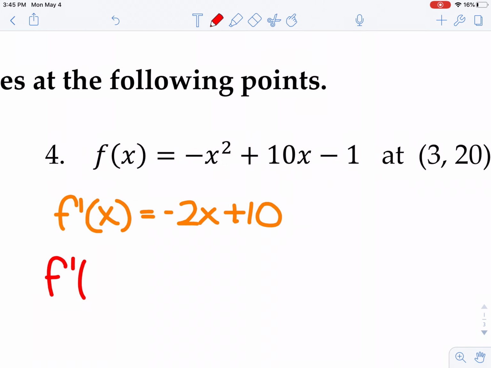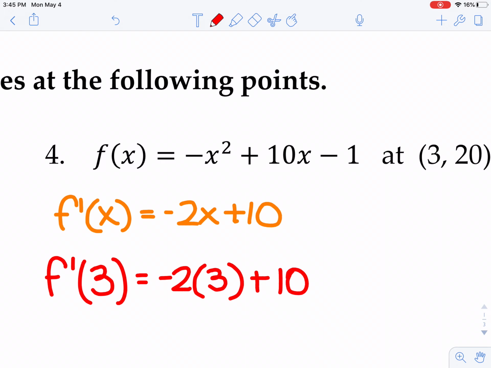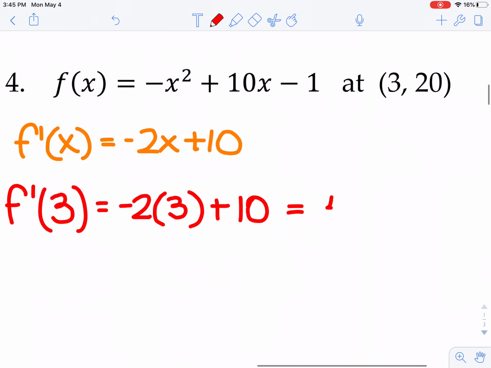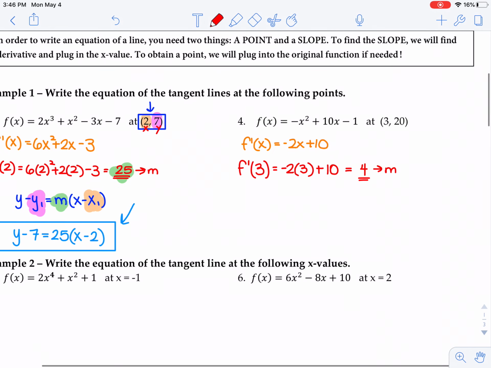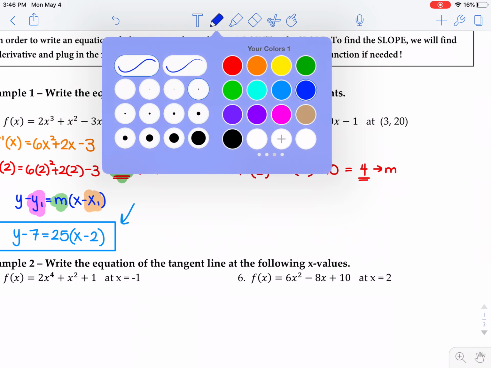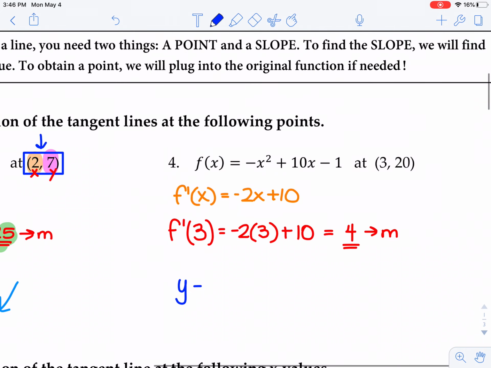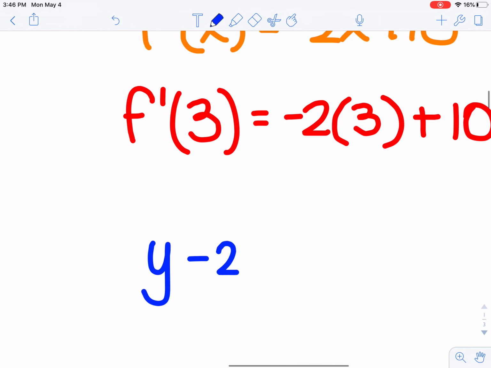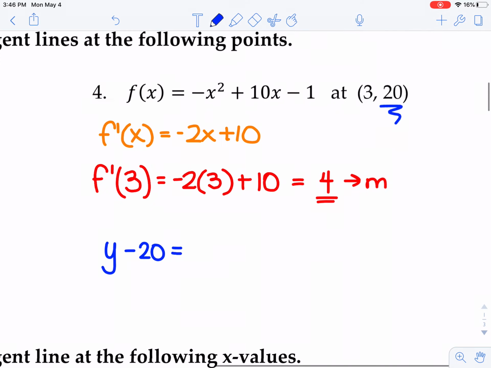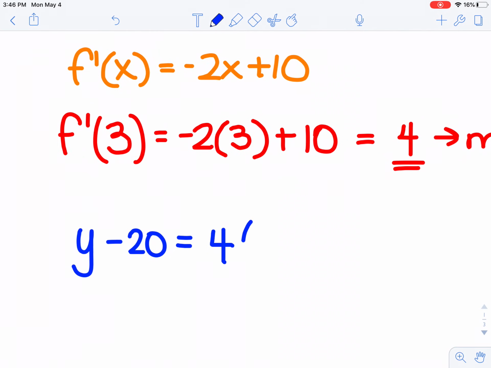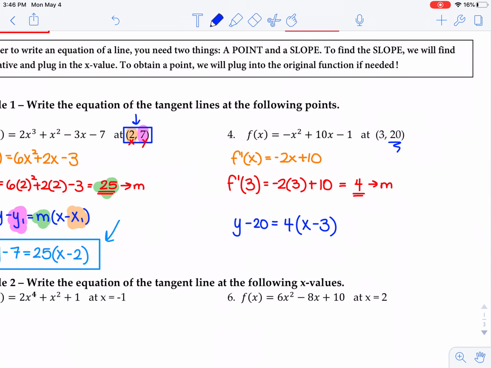So we're plugging in just the x value. Negative 2 times 3 plus 10. Plug and chug that into your calculator. We get 4. That's the slope of the line. Next we're going to write the equation. My equation is going to be y minus the y value of the point, which is 20, equals the slope, which was 4, parentheses, x minus the x value of the point, which is 3.